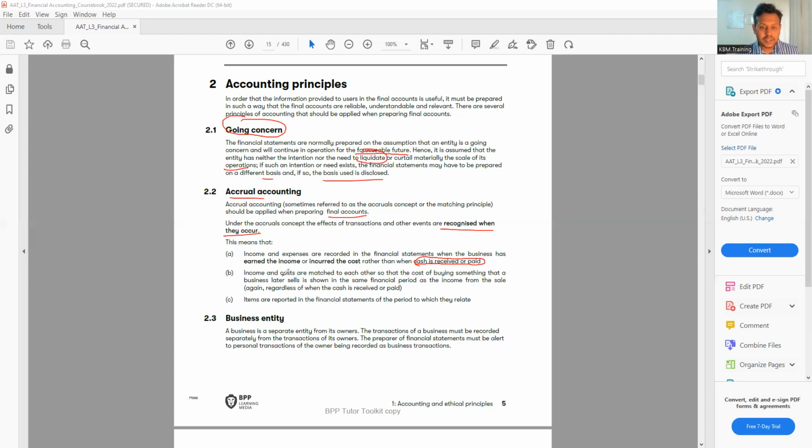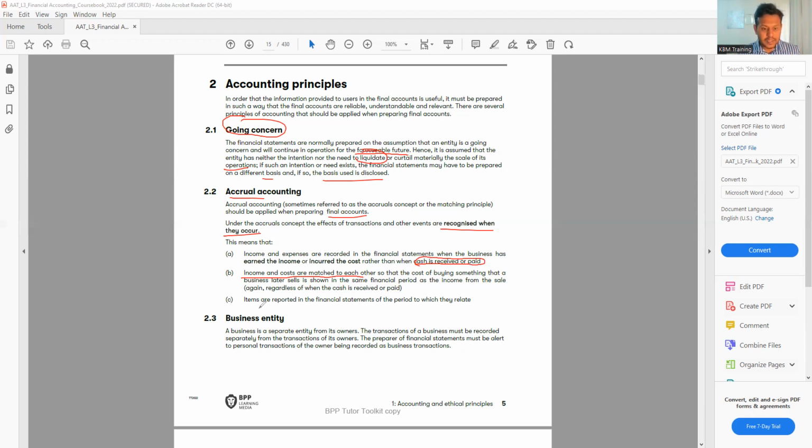Income and costs are matched, so they have to be matched to each other. For example, if I paid something in advance for next year, I have to reduce it only for this period. If I have income that is relevant to next year, I also have to adjust that. So income and expense have to be relevant only to that particular financial year.